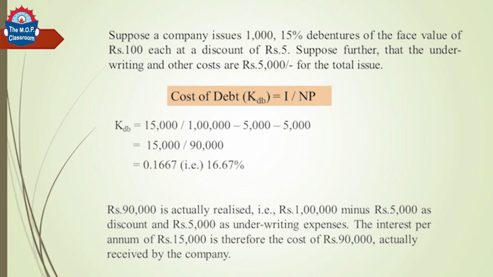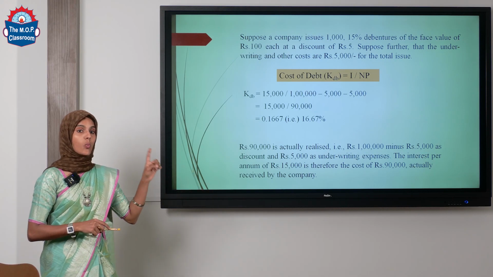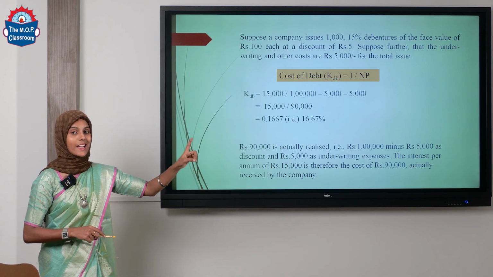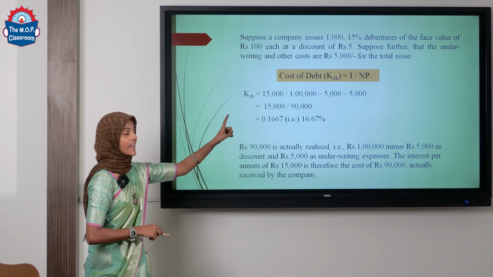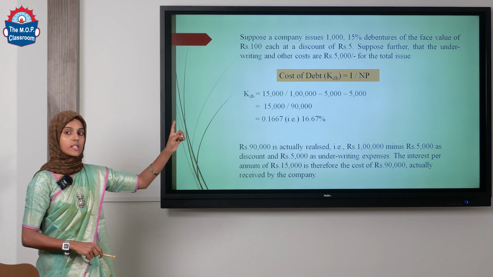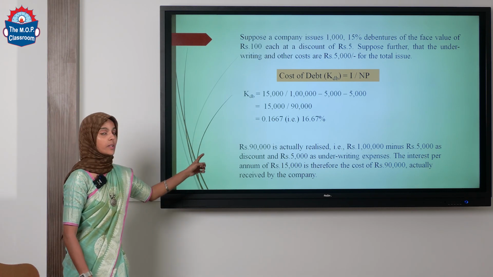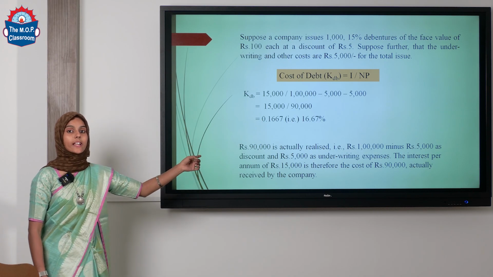Net proceeds is, after all these expenses, the amount that the company will receive from the debenture. So, I is interest. 100 rupees debentures, 1000 number of debentures were issued. So, 100 into 1000, 15% is the rate of interest. So, 15% on 1 lakh is 15,000, divided by 1 lakh, which is the face value of the debentures, minus the expenses related to it. 5,000 was discount and 5,000 is other expenses. So, it is 90,000.